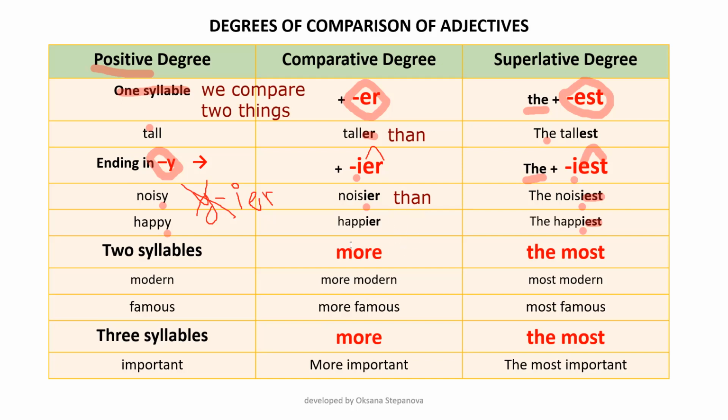And let's look at more examples when we have two syllables. You already know that sometimes two syllable adjectives add er, but these examples tell you that we don't add er, we add the word more, and we don't change anything in the adjective. We add more and the most.